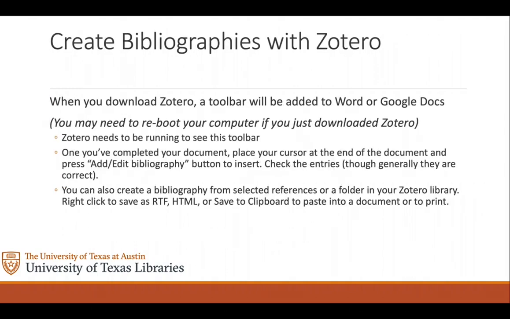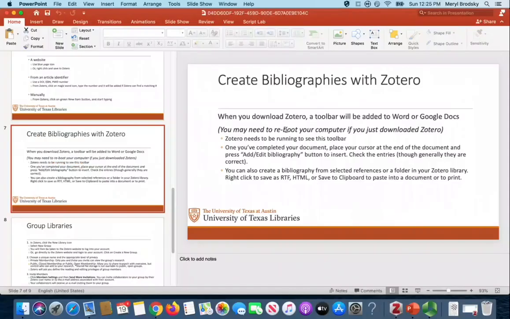But why Zotero is so great is because it can create bibliographies pretty much automatically. So once you've got Zotero, you'll see that there's a Zotero tab on Microsoft Word, or you can also see it on Google Docs. And you've got to have Zotero, the application, not the web page, running in order to do this. But it's pretty easy. So now I'm going to see if I can show you that.